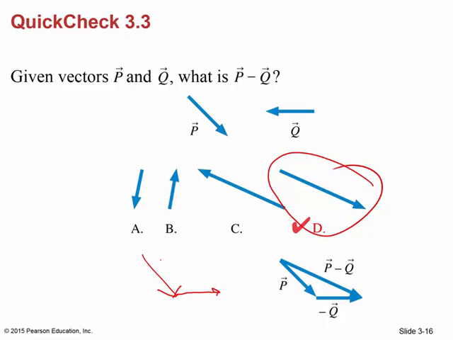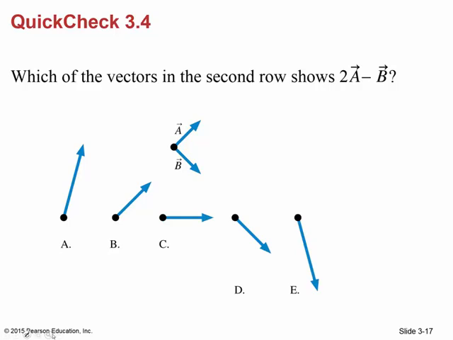Okay, so here we go. Again, what does that negative mean? That means you just flip the direction. You don't change the magnitude. You just flip the direction, 180 degrees. All right, hope that makes sense.